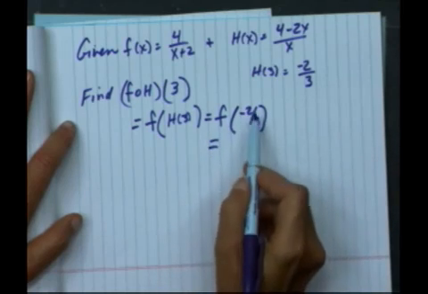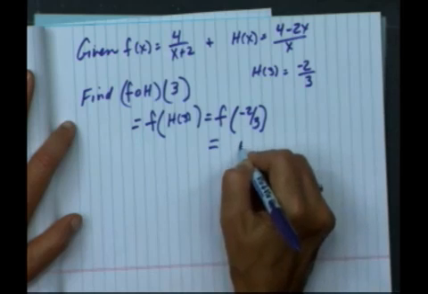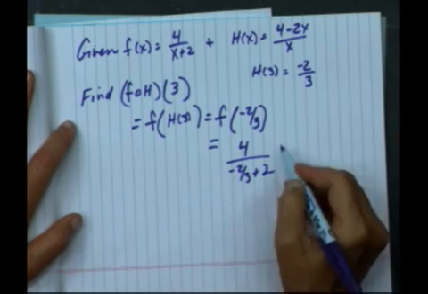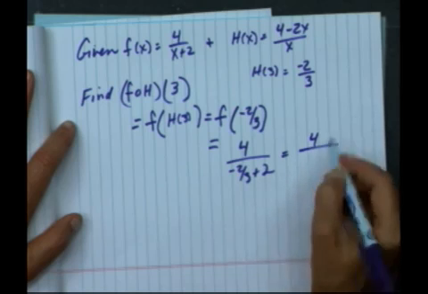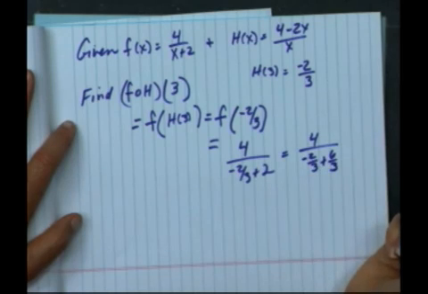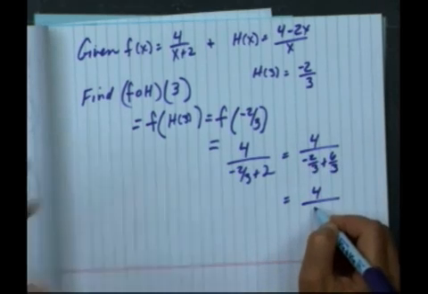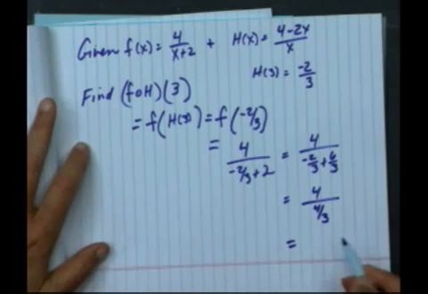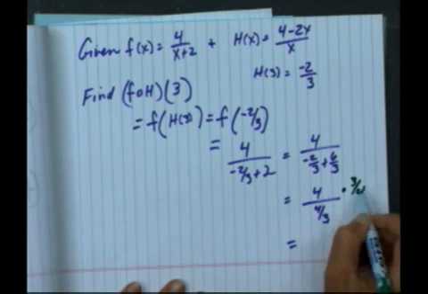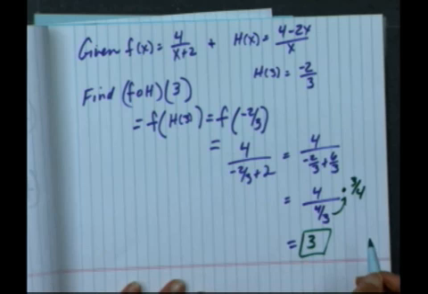And now we're going to substitute negative 2/3 into f. So we have 4 over negative 2/3 plus 2, which is equal to 4 over, if I get a common denominator, negative 2/3 plus 6/3, which is equal to 4 over 4/3. And now when you divide by a single fraction, you invert and multiply. And the 4's divide out and you get 3.